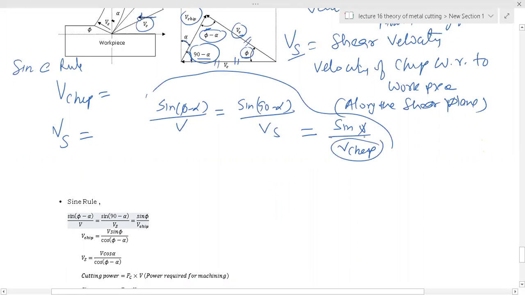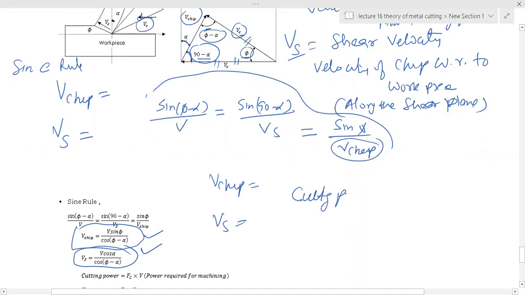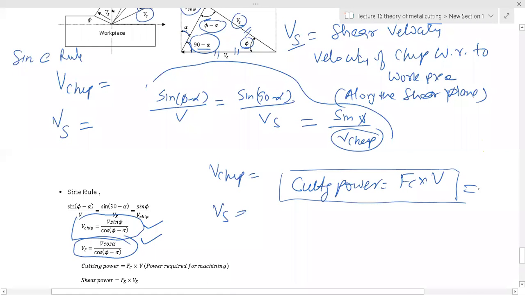So you calculate V chip, and you calculate Vs. Already I have done this. It is there in your notes, right? So you can calculate V chip and Vs. Then cutting power, already discussed. Cutting power is equal to cutting force into cutting velocity. But where does this power go? Finally it goes into heat only. All power goes into heat.